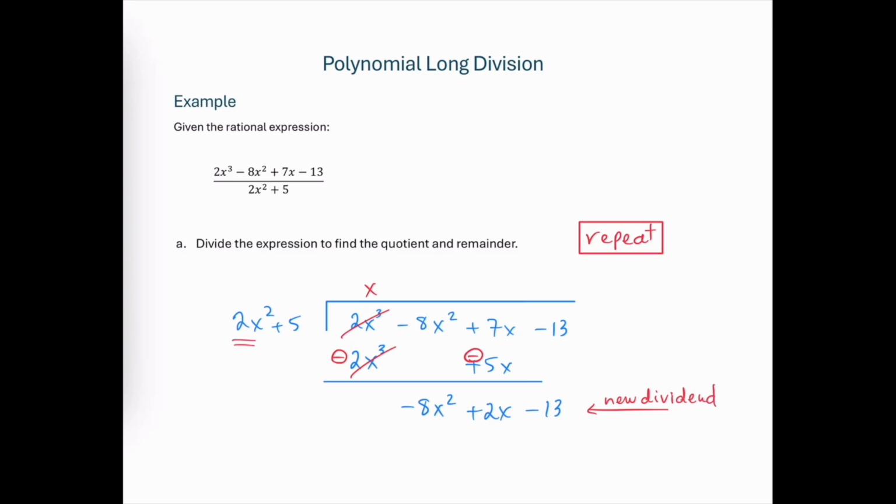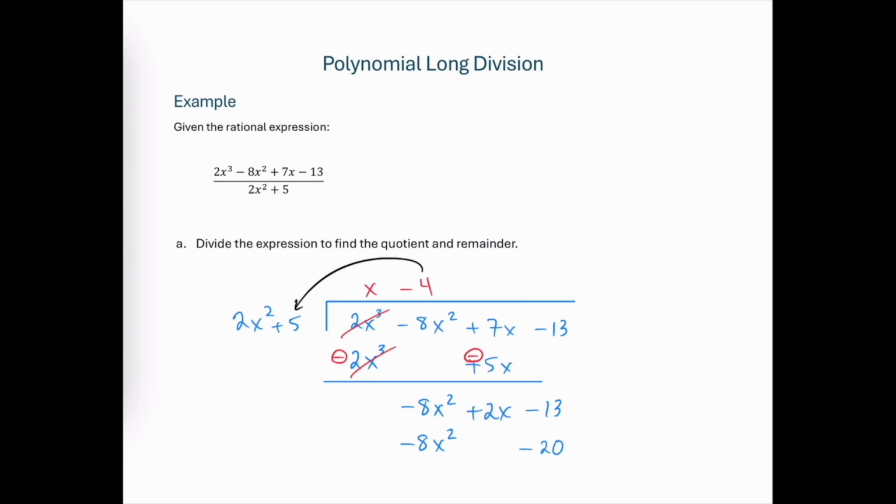We compare the first term of the divisor to the first term of the new dividend, and we ask ourselves, 2x squared times what is negative 8x squared? 2x squared times negative 4 is negative 8x squared. So negative 4 is the next term of our quotient. And now we multiply. The negative 4 is to be multiplied by every term of the divisor. So negative 4 times 2x squared is negative 8x squared, and again this first term should match the one above it. Now negative 4 times positive 5 is negative 20, and we want to line that constant up underneath the other constant term.